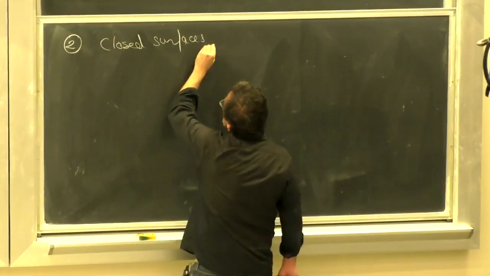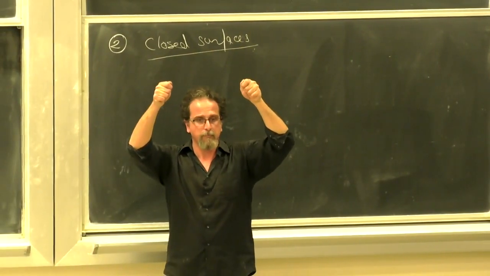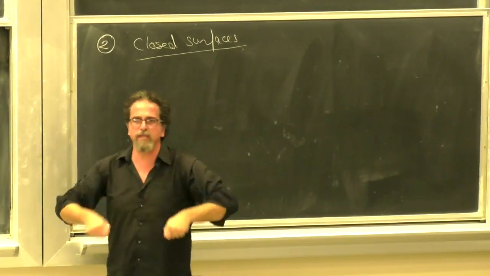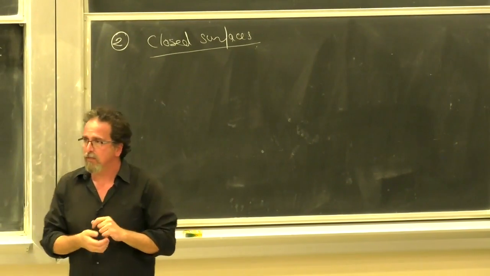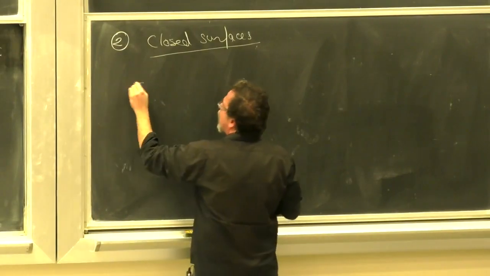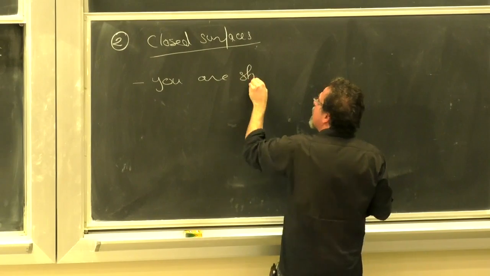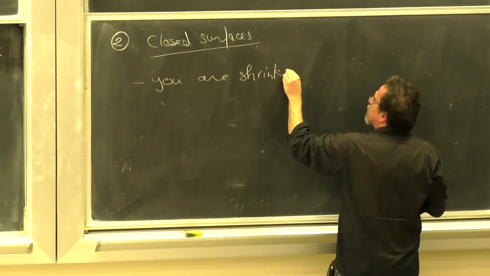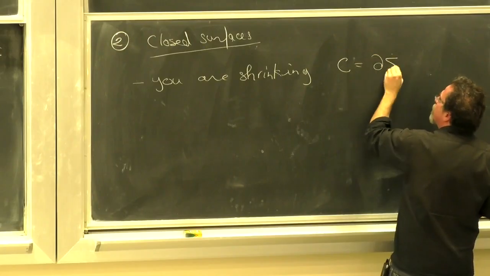So now imagine the bubble again. And I've created a bubble with a hoop. But I'm going to close that surface. The way you should think about the act of closing the surface is that you are shrinking the curve C, which is equal to the boundary of the surface.